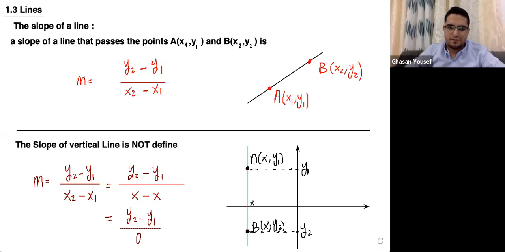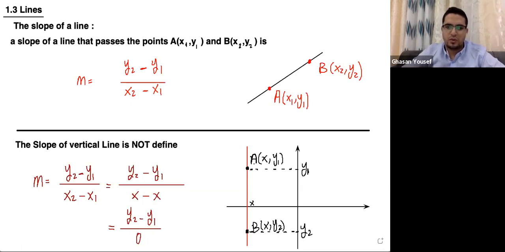Is y2 minus y1 over 0 defined? No, it's not defined. Exactly. That's why the slope of a vertical line is not defined, I mean undefined. We do not have any slope for a vertical line. The vertical line does not have a slope.